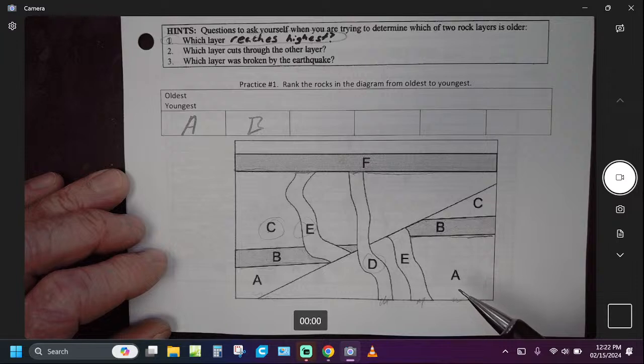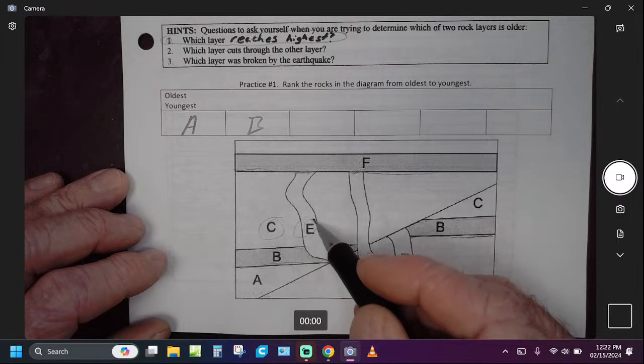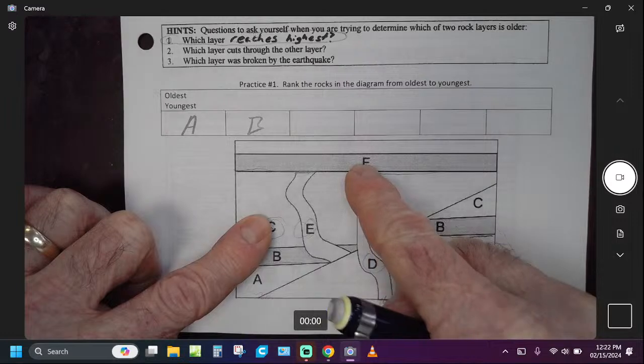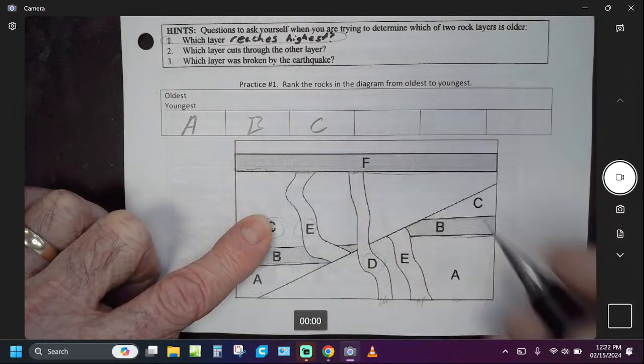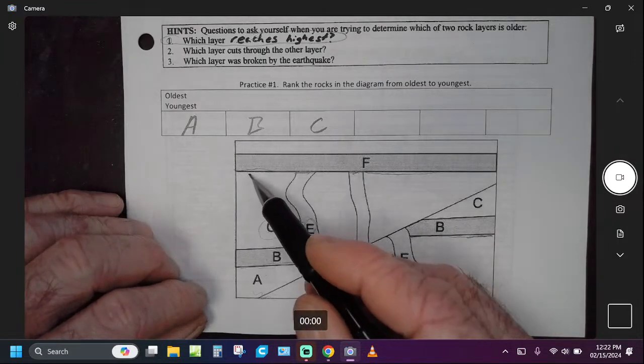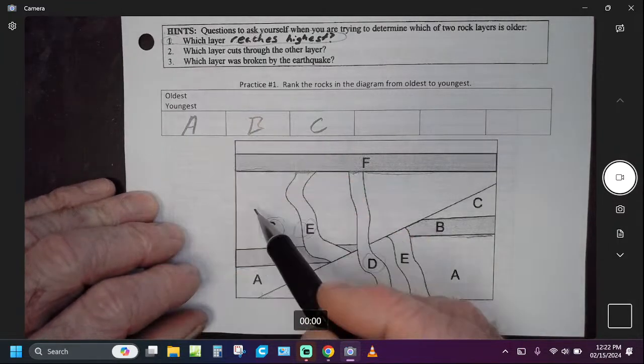Which one gets cut by the other two? Does E get cut? C. Yes, C is the one that gets cut. E cuts through it, D cuts through it, so C had to be there first. And then, again, I go back to my first question.